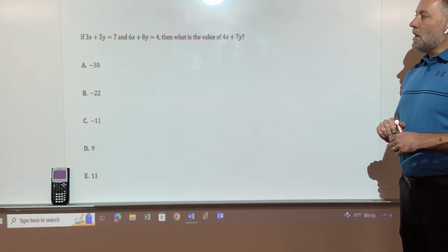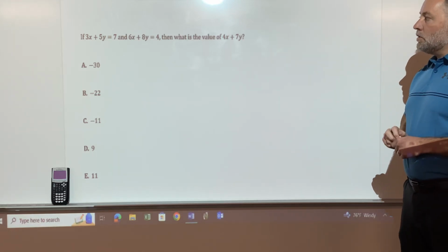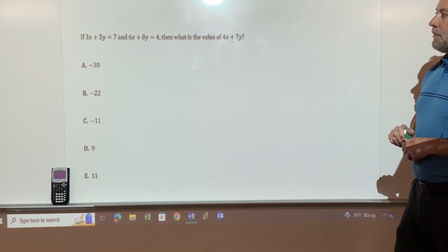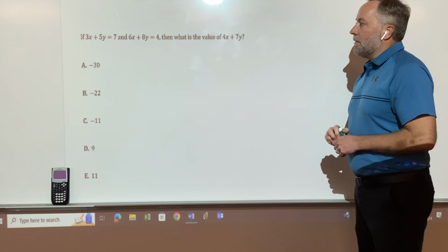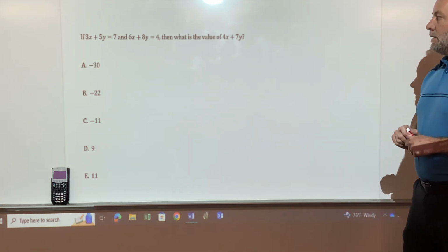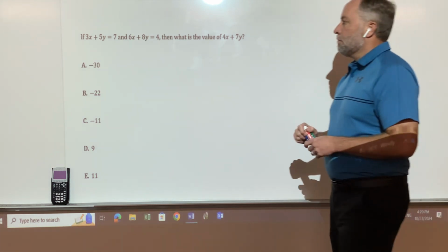This question asks us to solve a system of equations and then use that solution to evaluate another expression. It says if 3x plus 5y is equal to 7 and 6x plus 8y is equal to 4, then what is the value of 4x plus 7y?